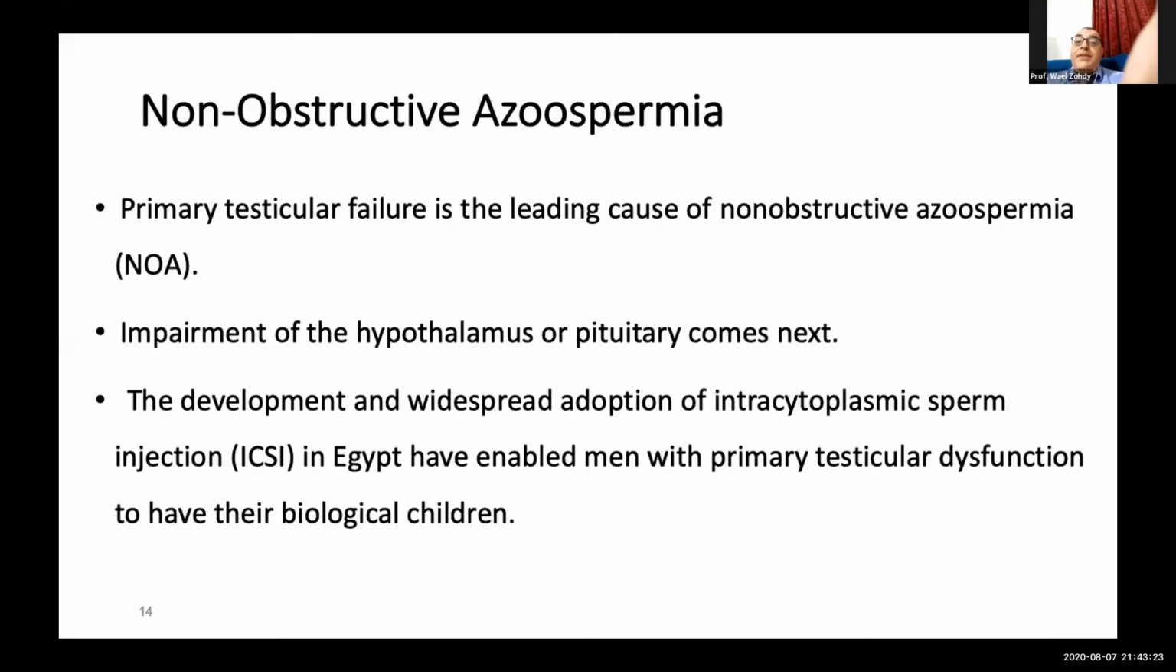Non-obstructive azoospermia is very important in this topic because primary testicular failure is the leading cause of non-obstructive azoospermia. Impairment of hypothalamus and pituitary comes next, and Dr. Amer will talk about that. The development and widespread adoption of ICSI in Egypt have enabled men with primary testicular failure to have their own genetic children. Next.